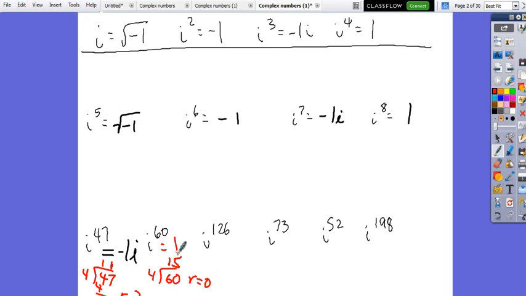Okay? Alright, let's go to i to the 126. 126 divided by 4. 4 goes into 12 three times. Bring down your 6. 4 goes into 6 one time, 4. Remainder 2. So the answer is -1. Alright, y'all do the next 3 on your own, and then I'm going to call on you.